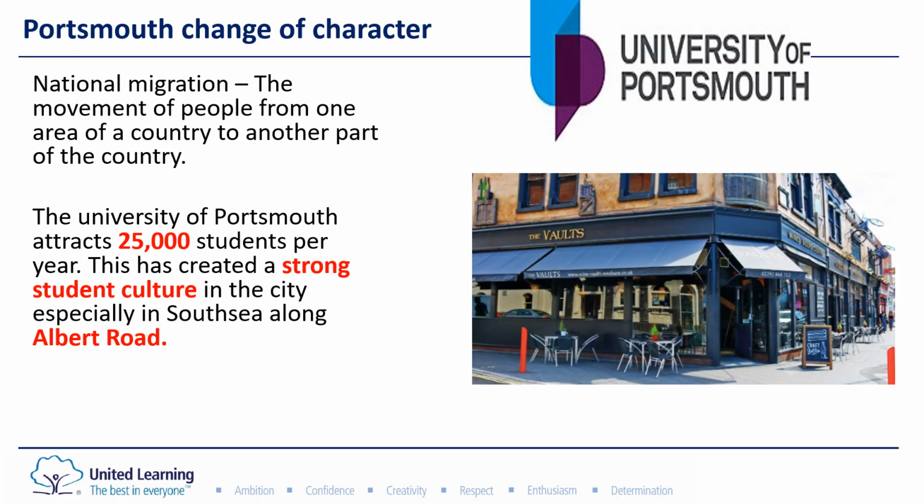National migration, so people moving from the UK, sees 25,000 students move to Portsmouth every year. This has changed Portsmouth's character because it has created a strong student scene, which means there are now more student bars in Southsea, especially along Albert Road.